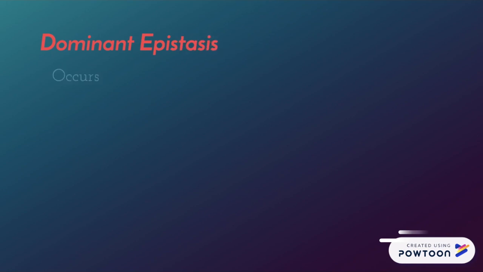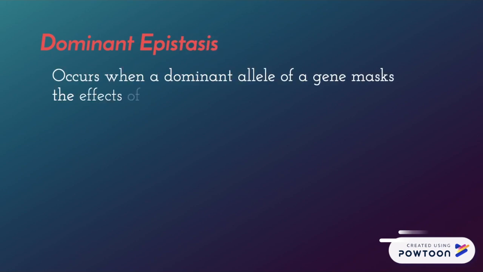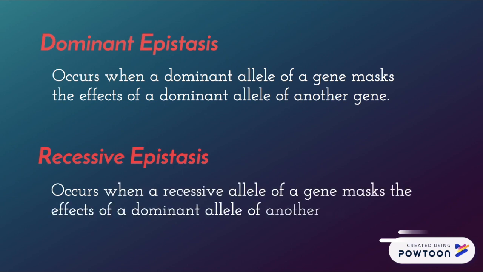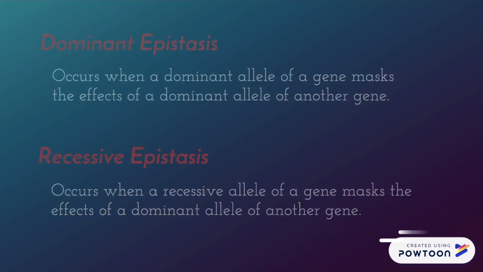Dominant epistasis occurs when a dominant allele of a gene masks the effects of a dominant allele of another gene. Recessive epistasis occurs when a recessive allele of a gene masks the effects of a dominant allele of another gene.